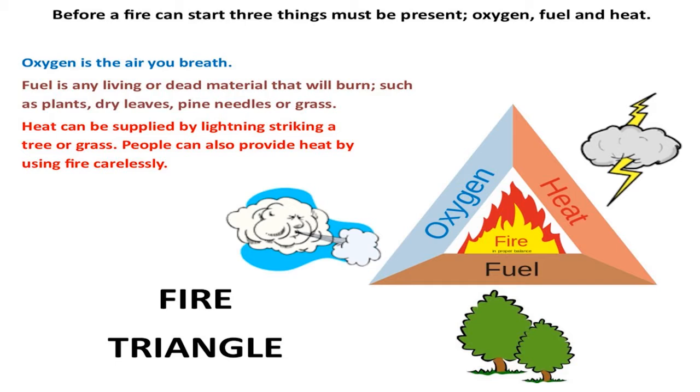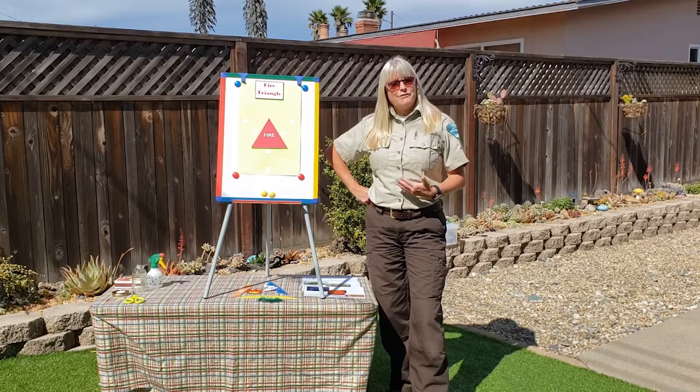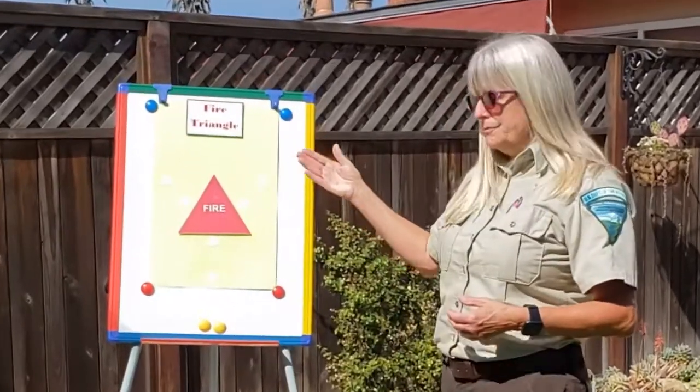Heat can be supplied by lightning striking a tree or grass. People can also provide heat by using fire carelessly. These three things are called the fire triangle. In order to have a fire, you have to have three things. So we refer to that as the fire triangle.